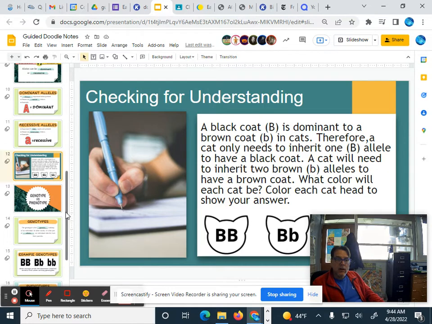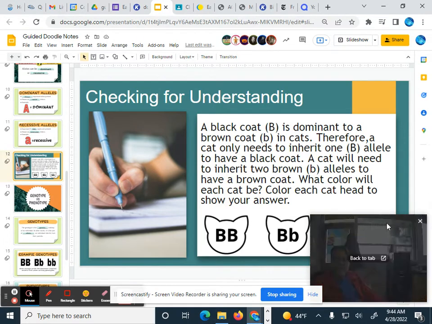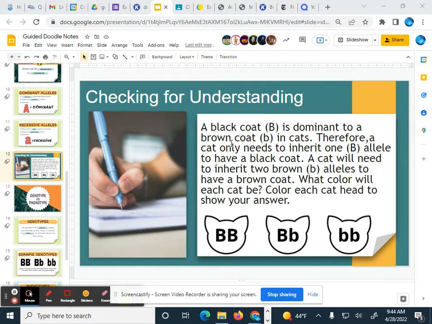Okay, so let's go ahead and take a look at this trait here. The traits for a black coat in a cat. Capital B represents a black coat because it's the dominant trait. Therefore, lowercase b will represent the recessive trait, which is a brown coat. Why we choose B? Probably because black is dominant, so capital B makes sense.